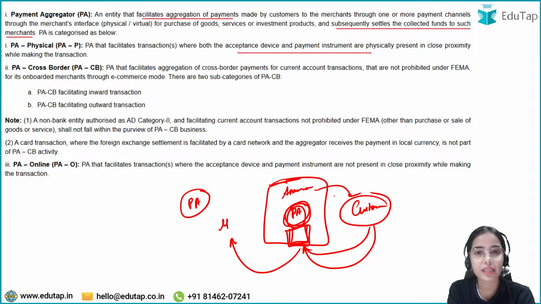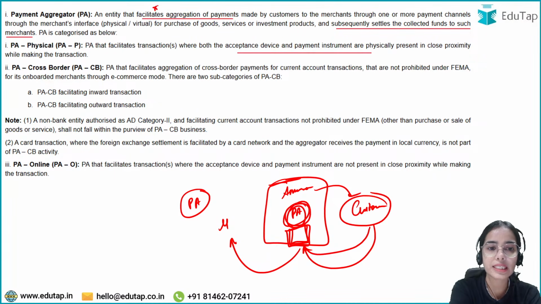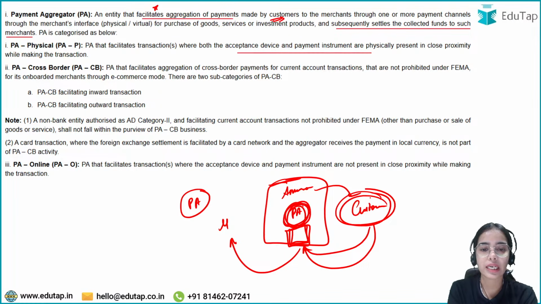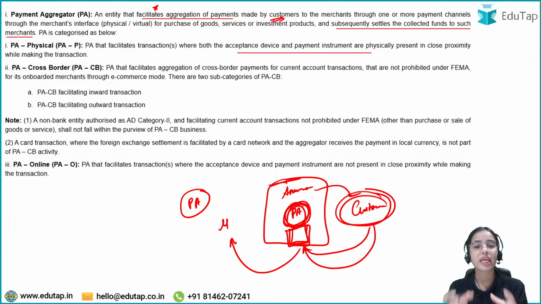And the payment aggregators are not only providing the interface, but they are also catering to and facilitating the transfer of funds. Okay, so an entity that facilitates the aggregation of payments, the collection of payments made by customers. From the customers, the payment aggregator collects the payments so that they can be transferred to the merchants. Got it? So payment aggregators have a very crucial, very important role, from taking the money from the customers to paying the merchants.